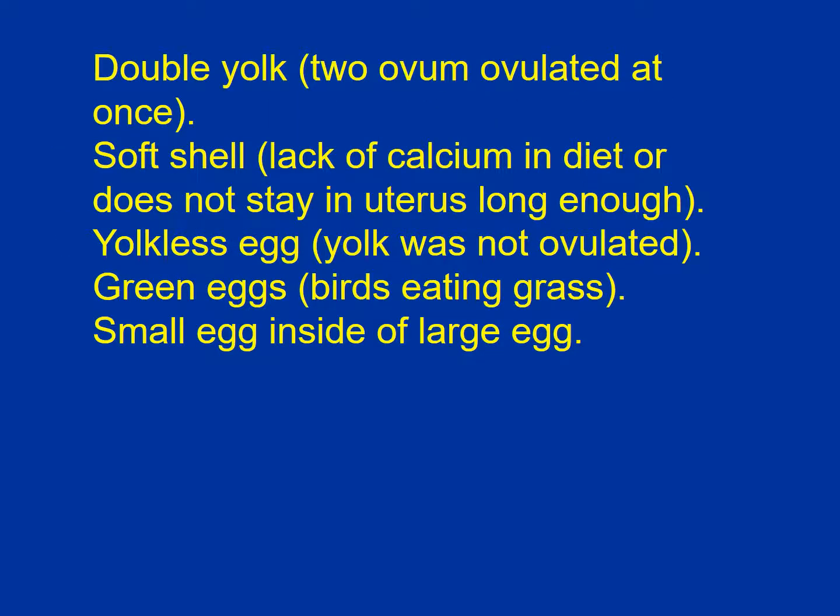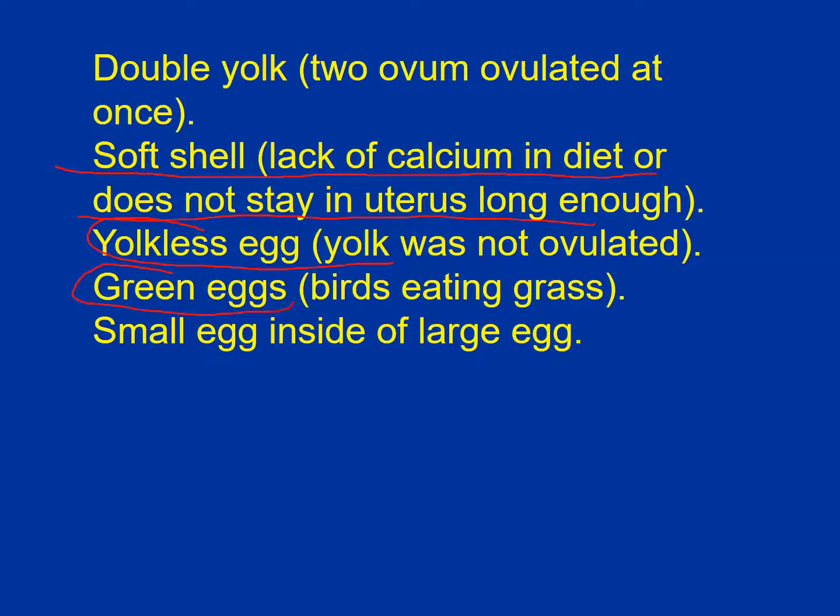I have definitely cracked open many eggs where we had a double yolk. In that case, we just had 2 ovum or 2 yolks ovulated at the same time. In other somewhat abnormalities here, we can have a soft shell, especially if the hen does not have enough calcium in the diet, or for some reason the egg just doesn't stay in the uterus long enough. A yolkless egg can occur once in a while. A yolk wasn't ovulated, but the reproductive tract thought that it needed to produce an egg.